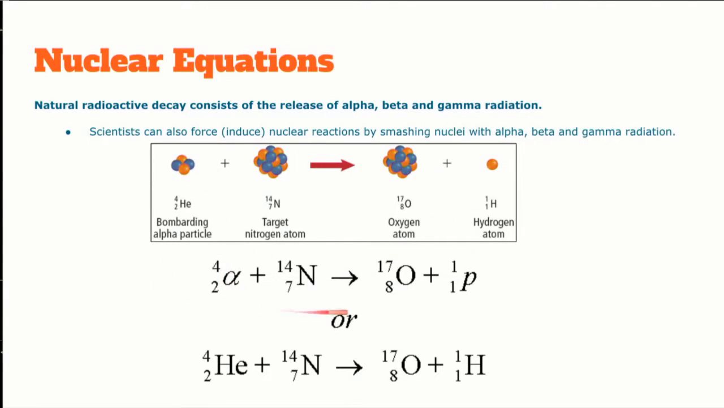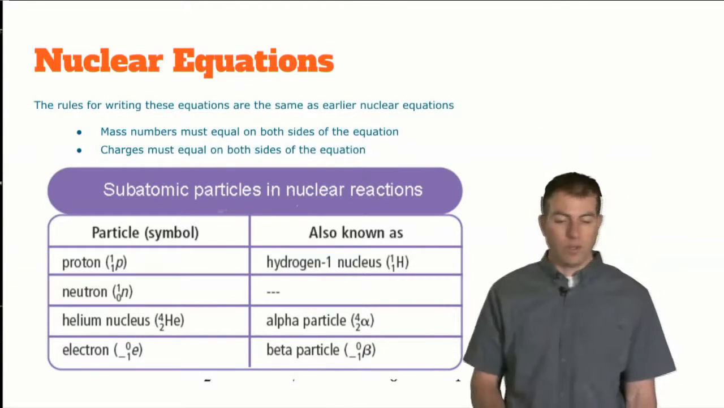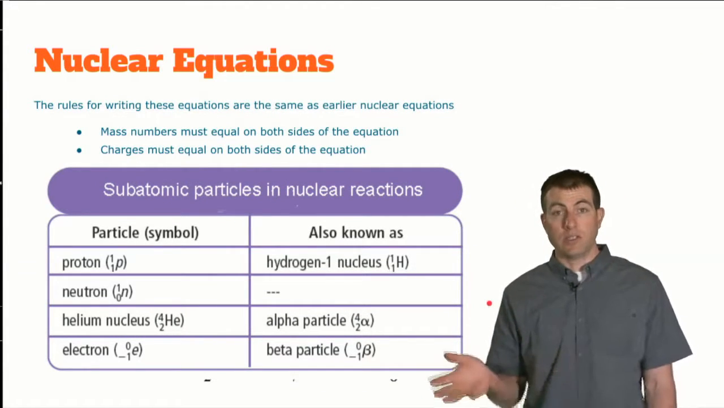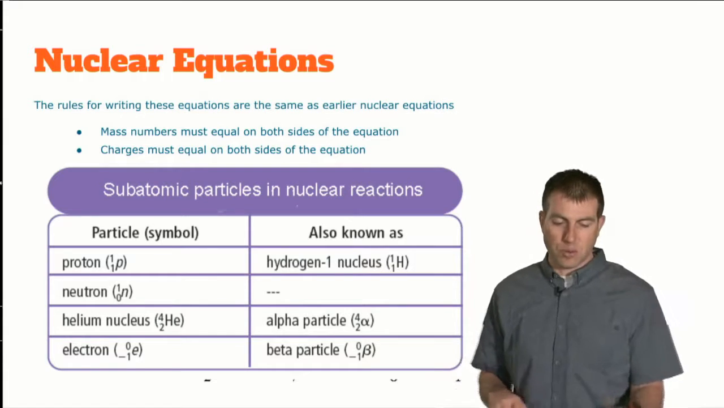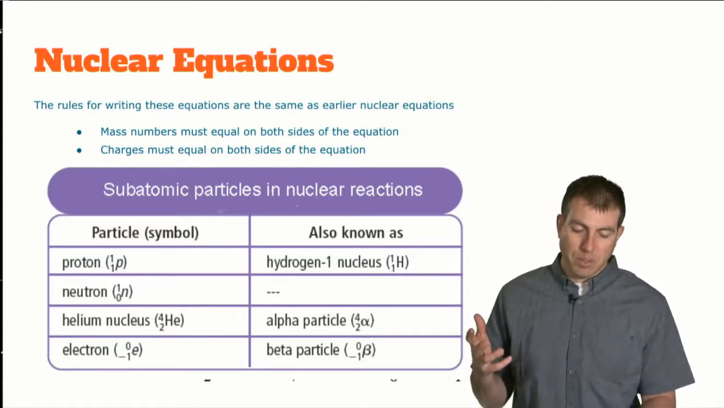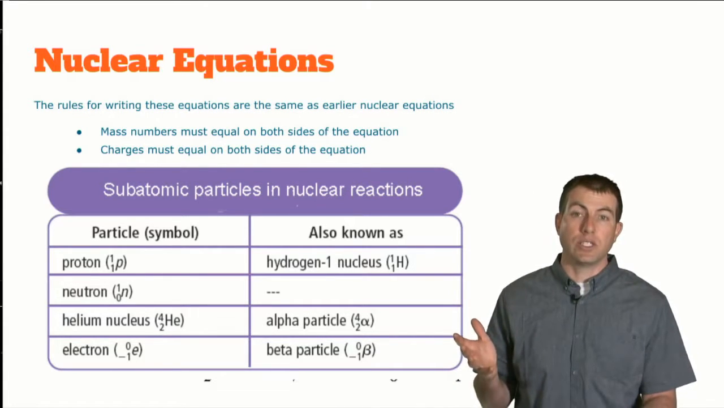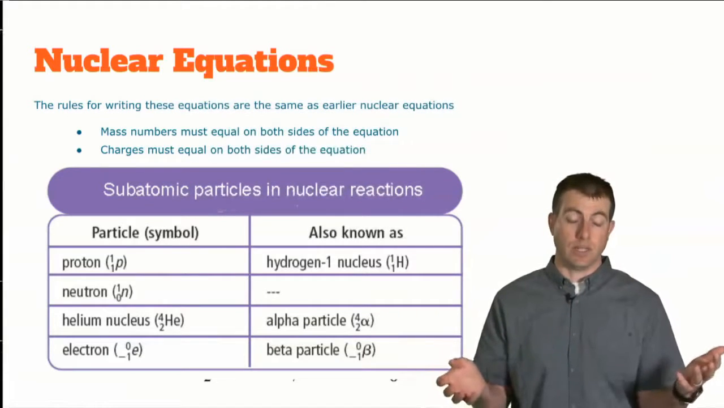And then down here you have the same equation, but just in terms of the actual things that are taking part. So alpha particle or helium nucleus, same thing. You have nitrogen, you produce oxygen and a proton. These are symbols you don't need to memorize because they're actually on your formula sheet. But the idea with nuclear equations is that the left side has to equal the right side.